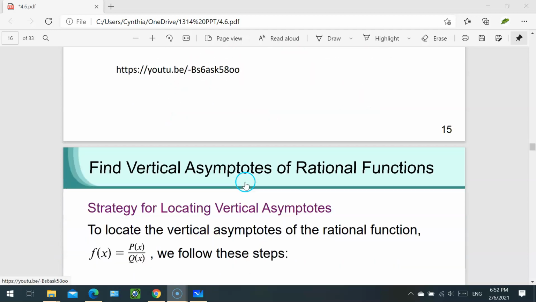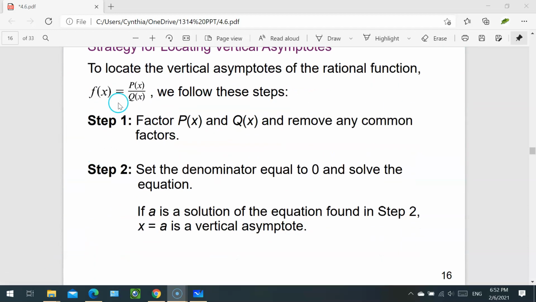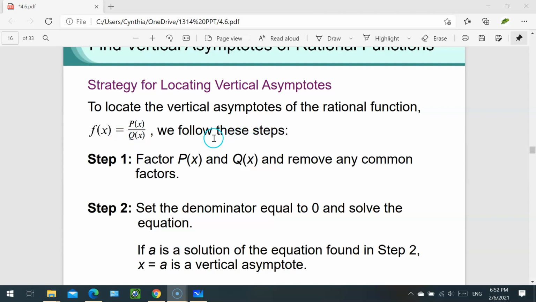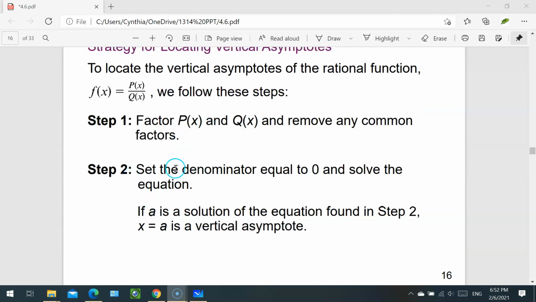Find the vertical asymptotes. When we have the polynomial function, finding the vertical asymptote, the first step is we have to factor p of x and the q of x and remove any common factor. Step 2, set the denominator equals 0, and from there you solve for x.